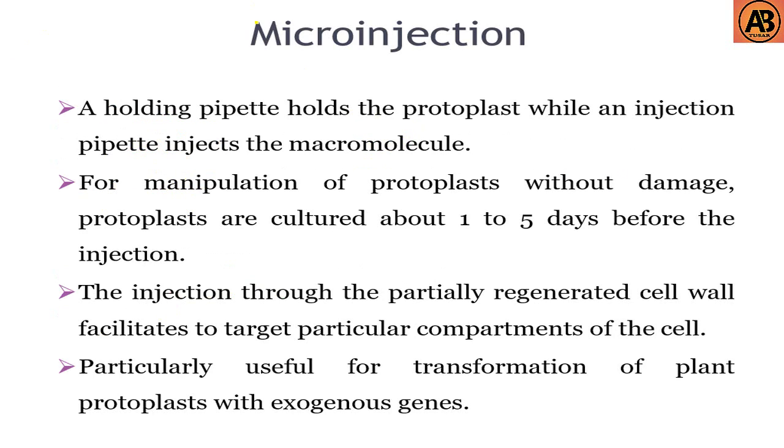Then microinjection. A holding pipette holds the protoplast while an injection pipette injects the macromolecule. For manipulation of protoplasts without damage, protoplasts are cultured for about 1 to 5 days before the injection. The injection through the partially regenerated cell wall facilitates targeting particular compartments of the cell, and is particularly useful for transformation of plant protoplasts with exogenous genes.